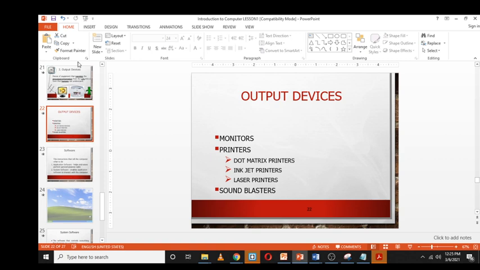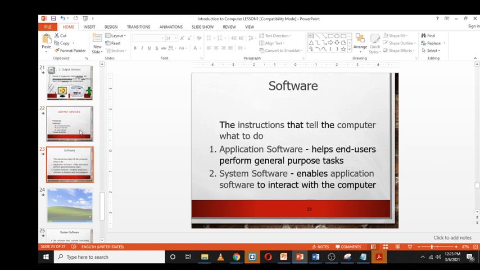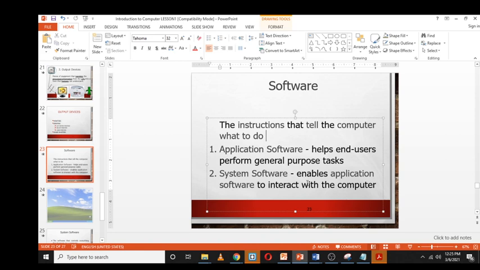Remember, we spoke about hardware, and some examples of hardware are input devices and output devices. You realize that all output devices and input devices are tangible. And then we move to the second one, which is software. Software are instructions that tell the computer what to do, and software is divided into different types. For now, we will speak about the application software as well as the system software. Application software helps end users, who are actually you, to perform general purpose tasks, while system software basically enables application software to interact with the computer.